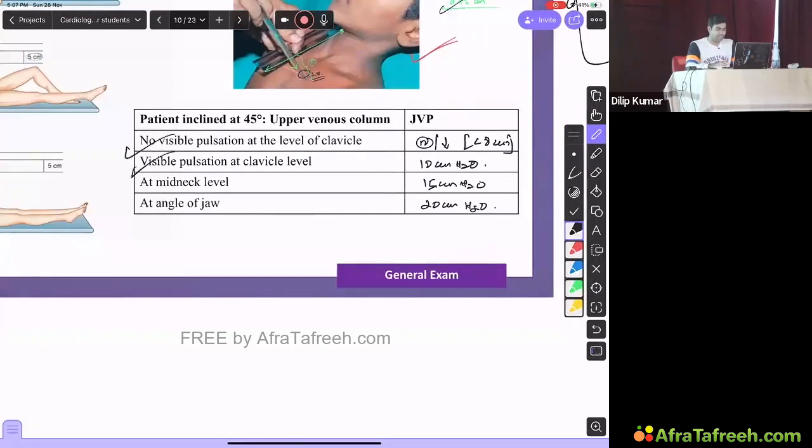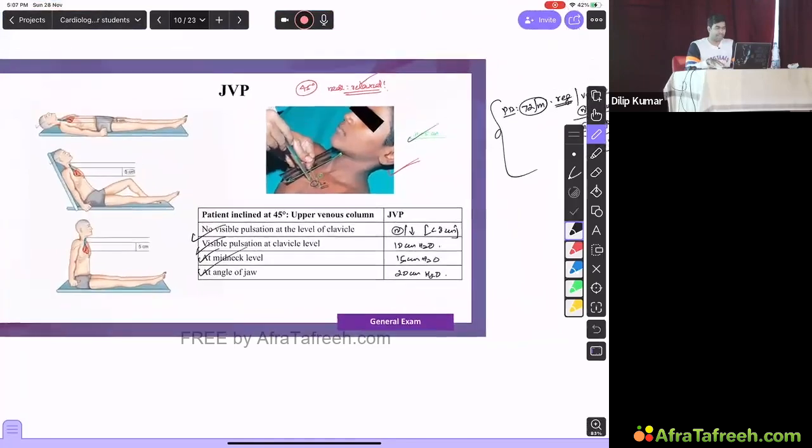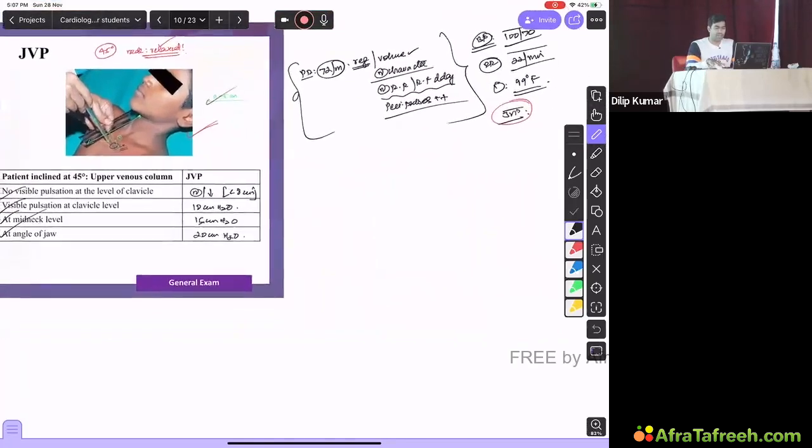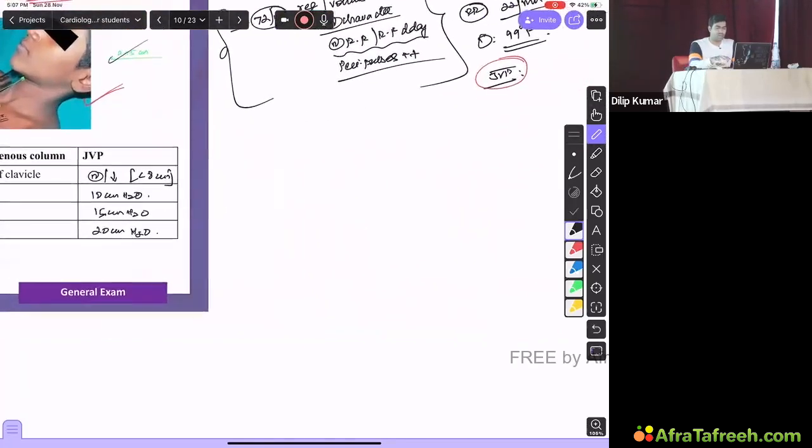So this is a very, very important table. That's why I told you separately. Whichever level you see JVP, this is the number that you're going to mention in the exam, approximate numbers. And there will be very common questions. How to differentiate between your internal jugular vein and carotid? So that is venous pulsation versus arterial pulsations. How to differentiate?